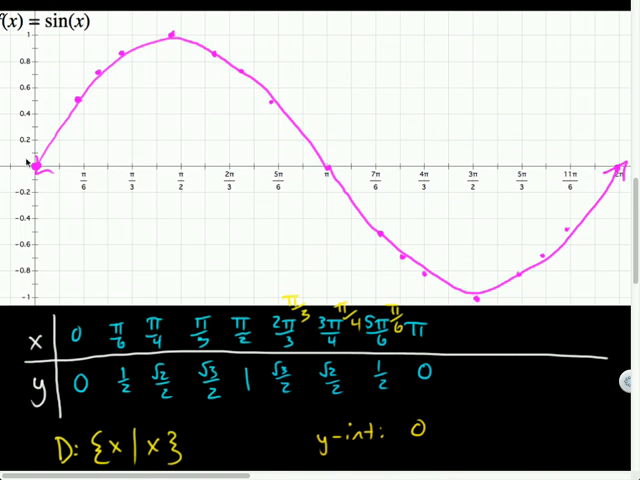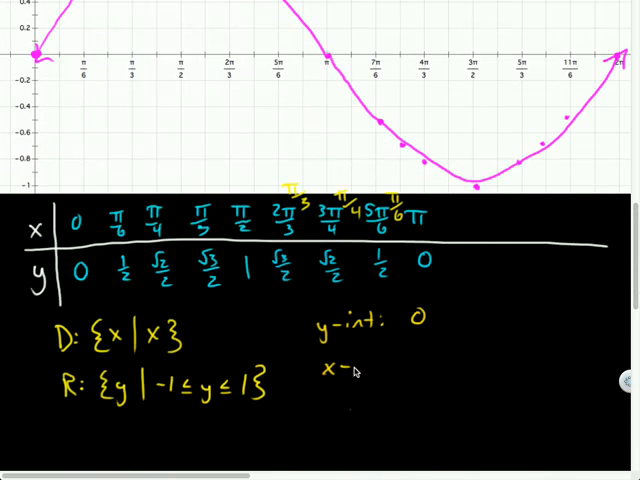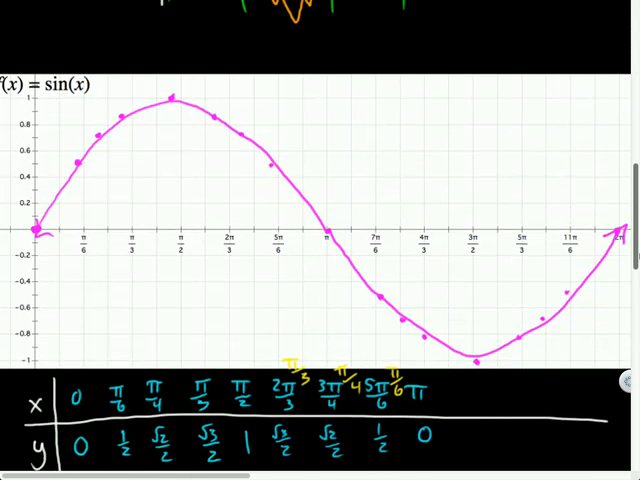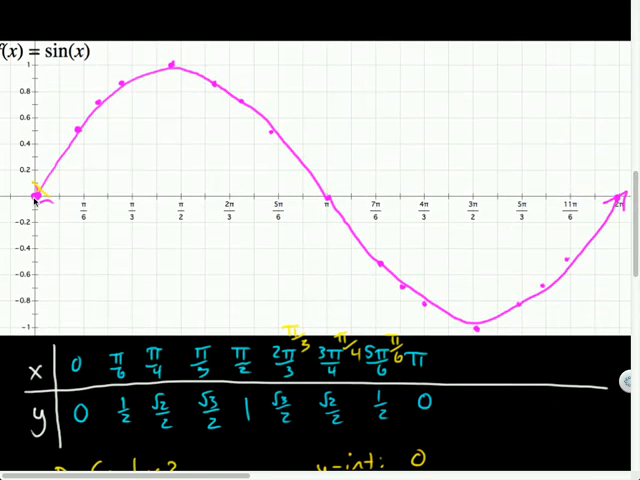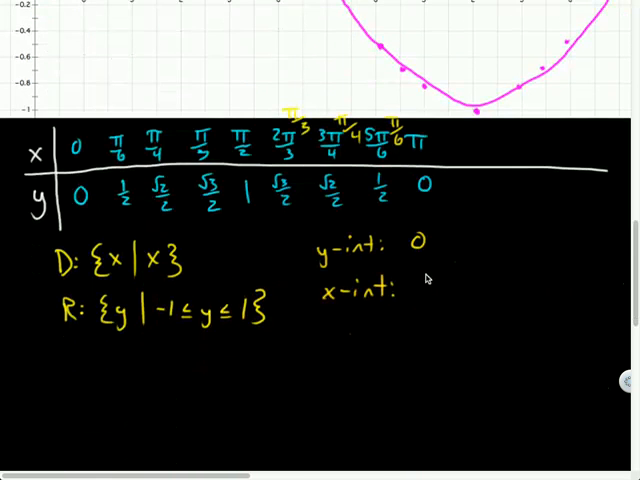0 is the y-intercept right here, and pi. And where do x-intercepts occur? X-intercepts occurred at 0, at pi, at 2 pi, and it's going to be at 3 pi next, right? So it occurs at values of pi times n, where n is any number.